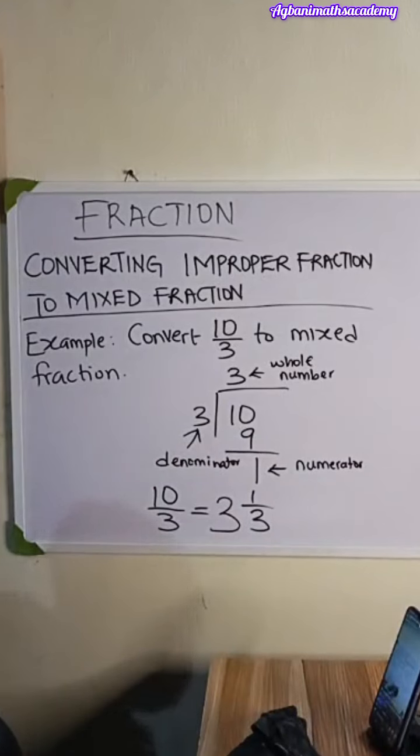So whole number, numerator, and denominator. Okay, so now we have 30 over 4 is equal to 7 whole number. Numerator is 2, 2 over 4. So this is just a simple way of converting improper fractions to mixed fractions.